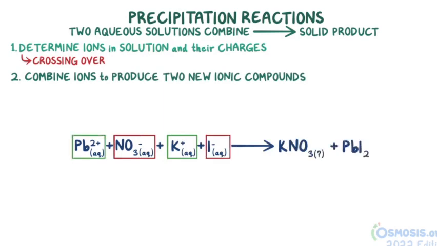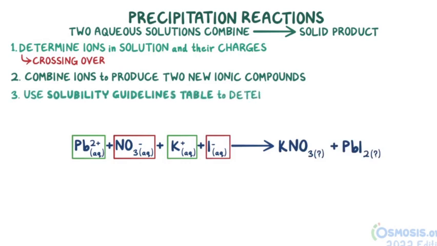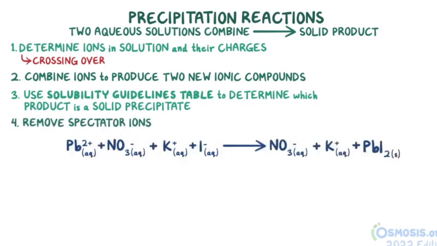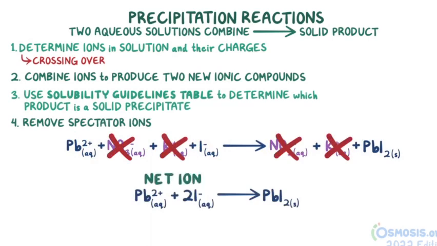Once the products are known, the solubility guidelines table can be used to determine which, if any, of the products is a solid precipitate. After finding the precipitate, the original chemical equation can be simplified by removing spectator ions, which are ions that stay dissolved and don't participate in the precipitation reaction. The resulting simplified reaction is the net ionic equation.